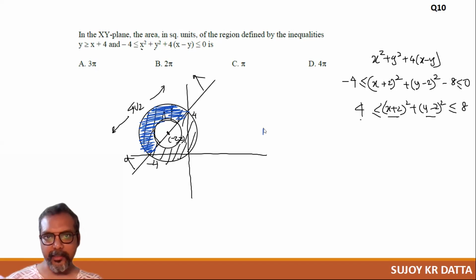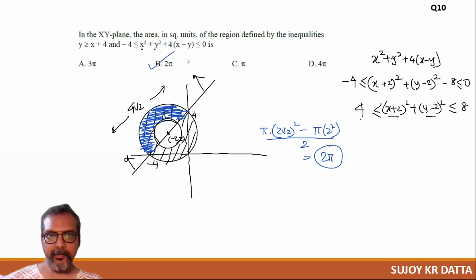So the outer circle area is pi times r squared, where r is 2 root 2. The inner circle has radius 2, so minus pi times 2 squared, divided by 2. So this is 8 and this is 4. So 4 pi by 2. So that is 2 pi. That is the second option. Let's go to the next one.